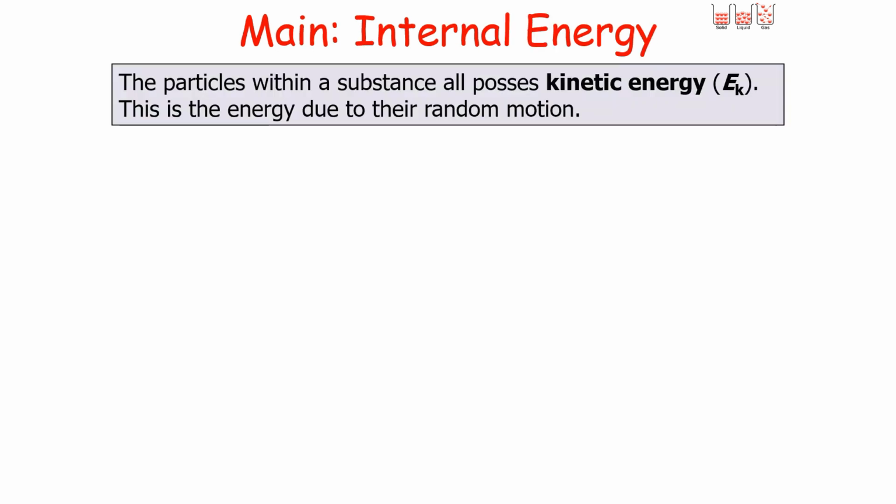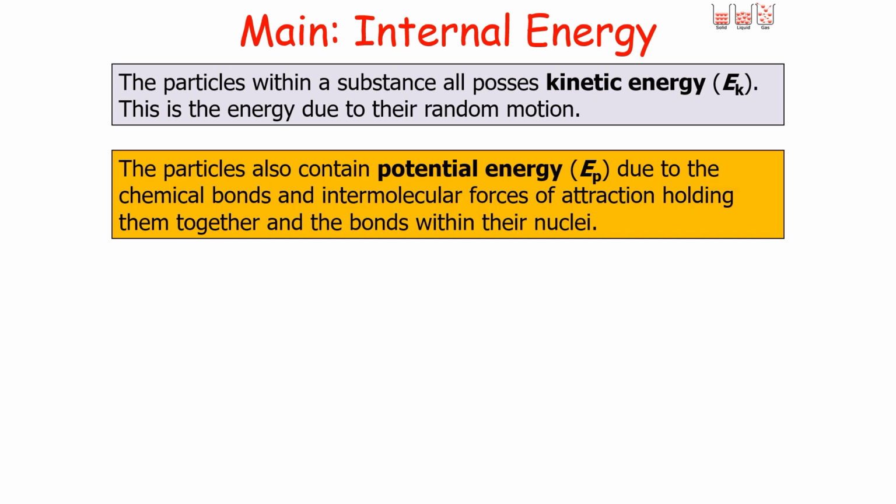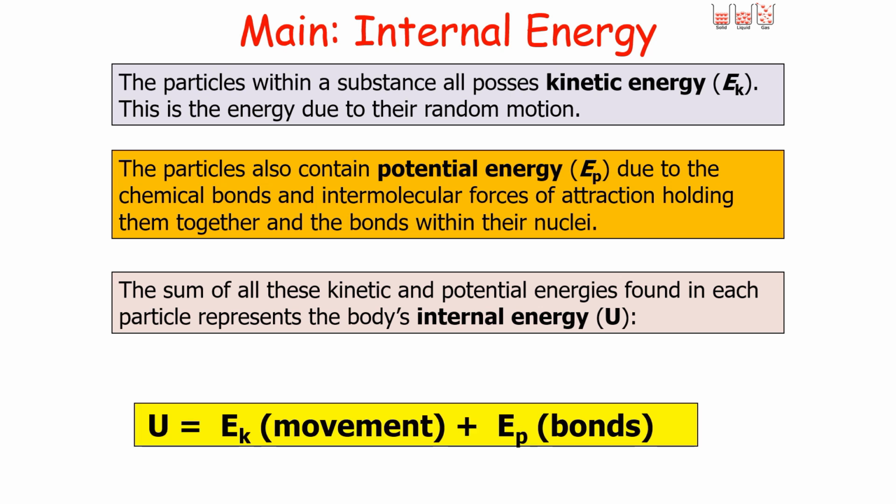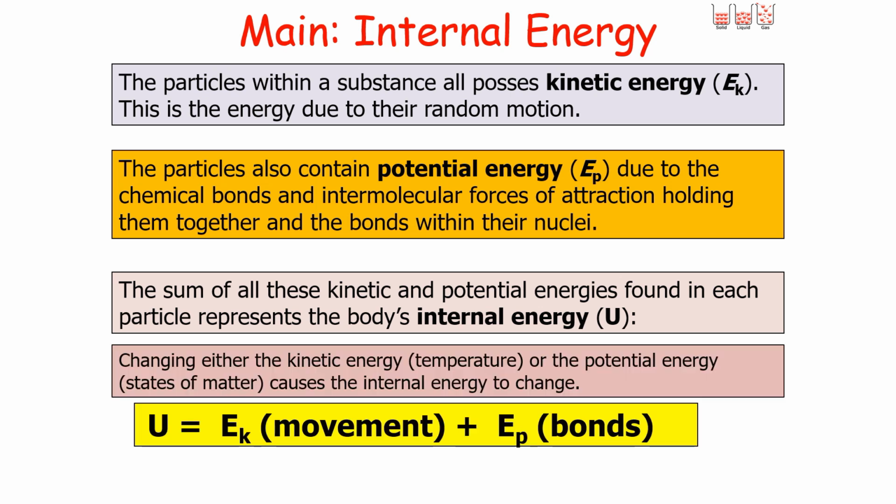So to summarize, the particles within a substance all possess kinetic energy. This energy is due to their motion, whilst particles also contain potential energy due to the chemical bonds and intermolecular forces of attraction holding them together and the bonds within their nuclei. The sum of all these kinetic and potential energies found in each particle represents the body's internal energy. So the internal energy is the kinetic energy store plus the potential energy store.